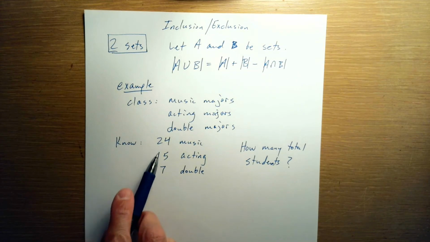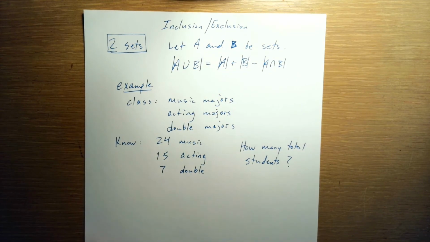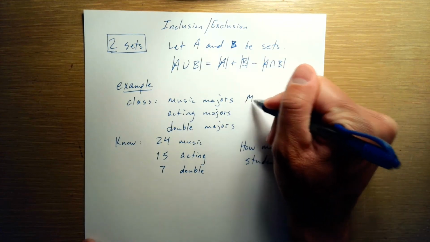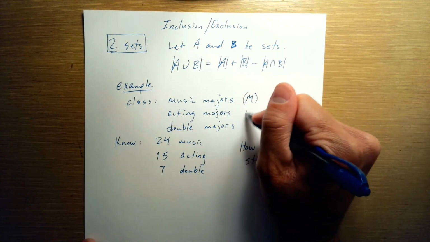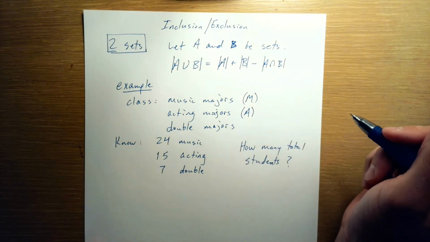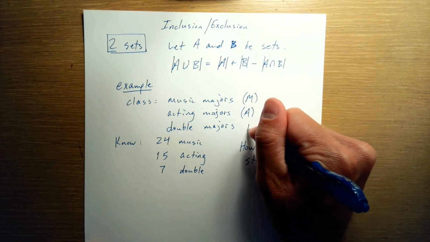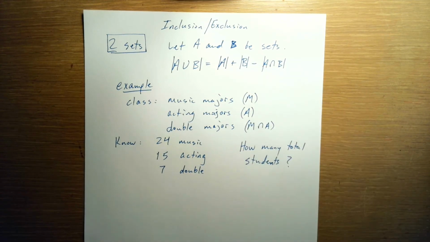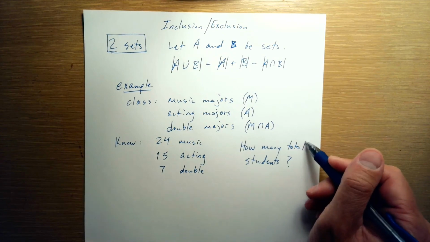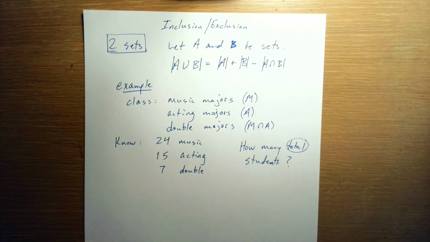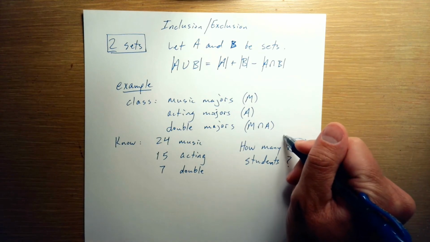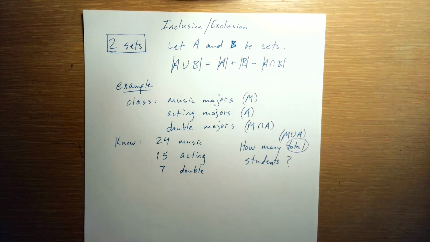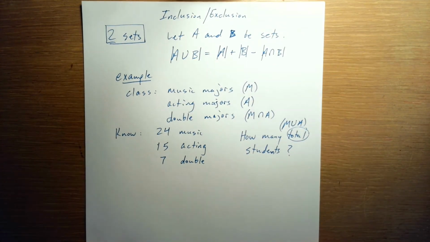You know how many of each major, you know how many are double majors, how many students total. And so for these we can make sets, like M can be the set of all music majors, A can be the set of all acting majors, so then double majors, that would be M and A, the intersection. And how many total students? Well, total, there are only two types of majors, so that would be the union. What's the cardinality of the union? That's how we rephrase our question in set theory.